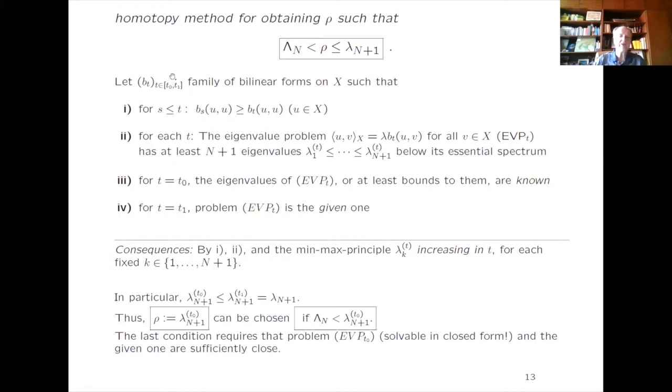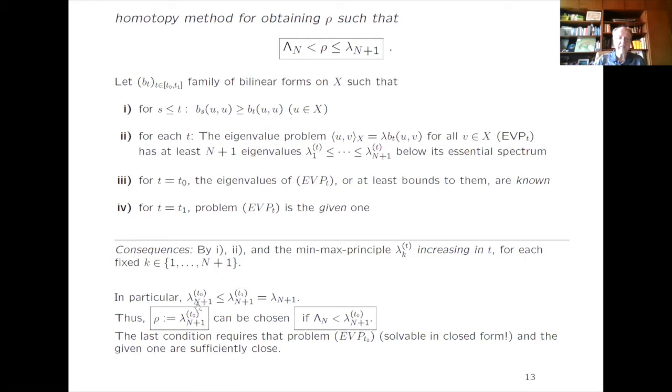So this homotopic family connects an easily accessible eigenvalue problem, which we can solve in closed form, or at least bounds to them in closed form, to the given problem. And then there are the following consequences. By the first two items here and the min-max principle, Poincaré's min-max principle, we can directly conclude that the kth eigenvalue with parameter value t, of course that depends on t, right? So lambda kt is the kth eigenvalue of the problem with bilinear form et, and that's increasing in t for each fixed k. That's the first thing to note.